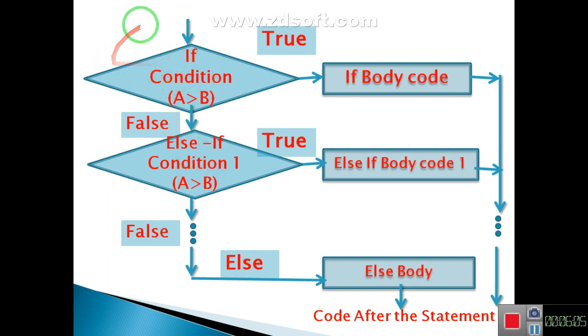If the first condition is true, the corresponding body is executed, and it skips the entire else if ladder. If the first condition fails, then it goes for the second condition, and so on, for N number of else if conditions. If the if condition fails and all the else if conditions fail, then it directly executes the else body. After the else body, the continuation of the program goes on.